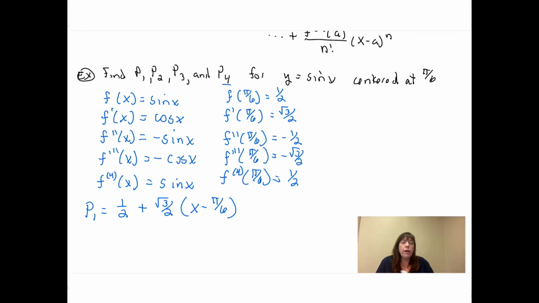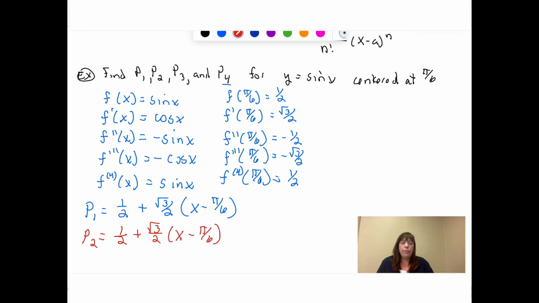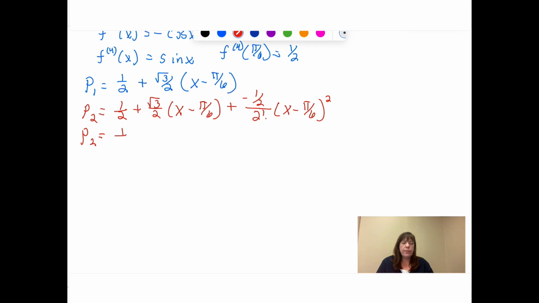Okay, now let's look at our second polynomial approximation, P2. P2 is going to be our f(a) plus f'(a) times (x minus pi over 6), and that's all the same. So the first two terms are the same as P1. Now this time I want to take the second derivative over 2 factorial times (x minus pi over 6) squared. Let's simplify that down, just make it a little bit neater.